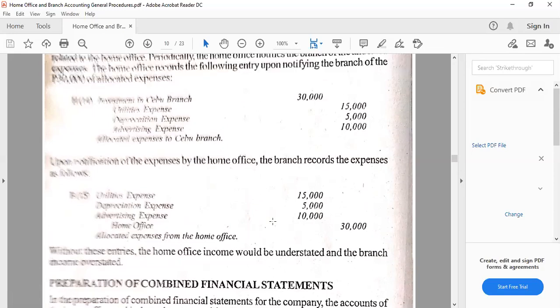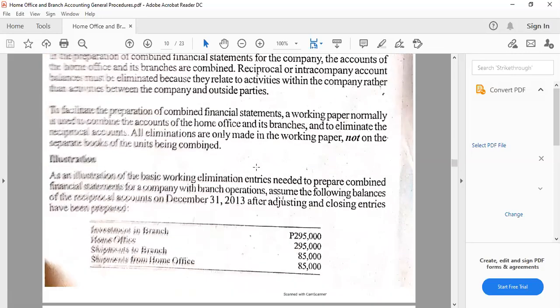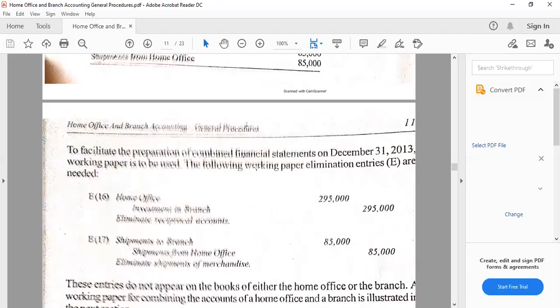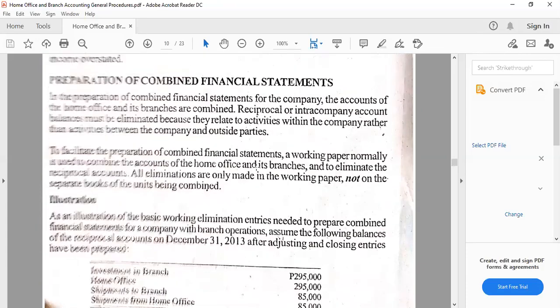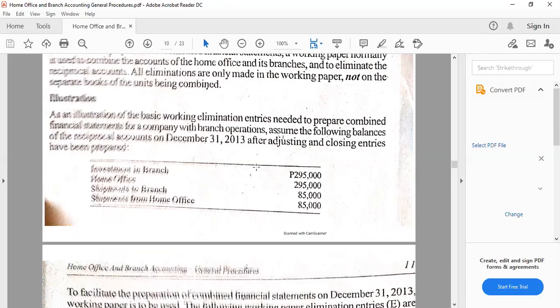Now, this ends the sample intra or intercompany transactions. In real life, there can be more of them, and we should take note of that. Next, preparation of combined financial statements can be done. And actually, to do that, all we have to do is to eliminate the reciprocal accounts. So in this particular example, investment in branch is found on the debit side, being a non-current asset or long-term investment, and home office account is an equity account found on the credit side, respectively. So to reverse that, good thing here, they're already equal.